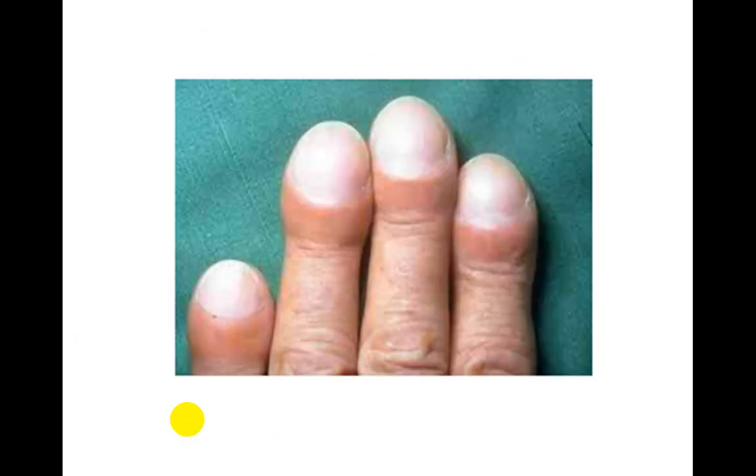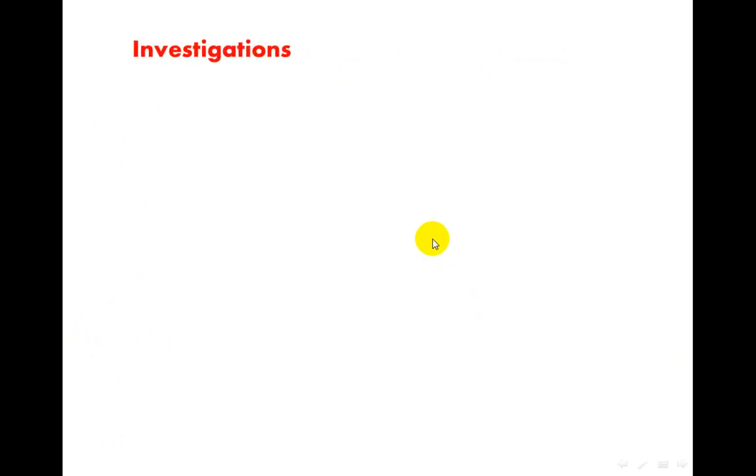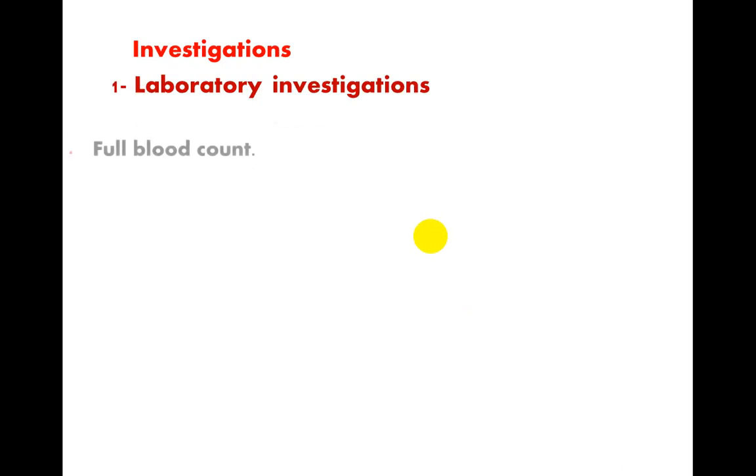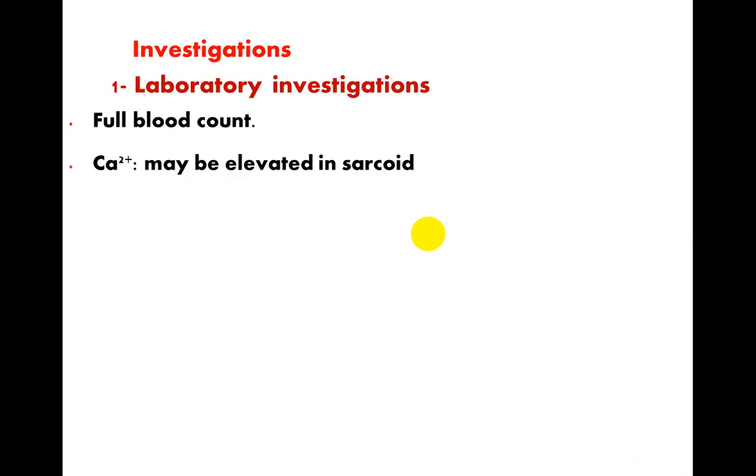This is finger clubbing, as you see. It's present in a patient with idiopathic pulmonary fibrosis. How do we investigate a patient with idiopathic pulmonary fibrosis, or what investigations are done for the patient? First, lab investigations include simple investigations: full blood count and calcium level, which may be elevated in sarcoidosis.